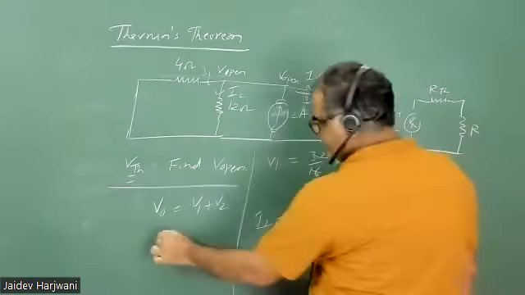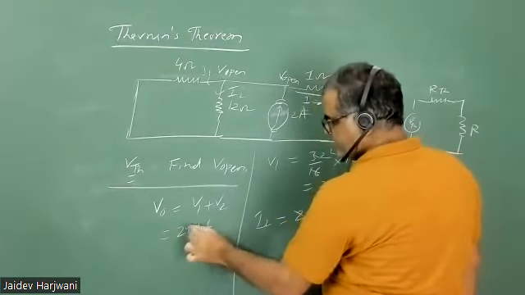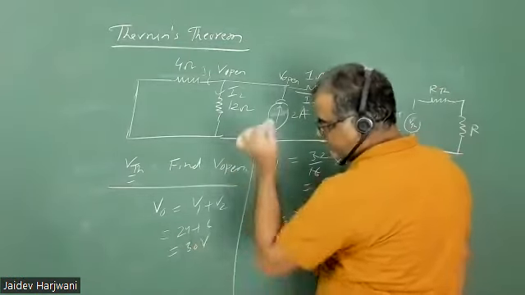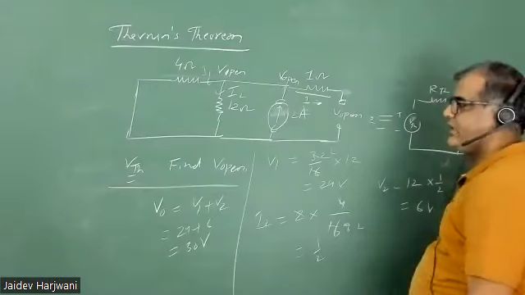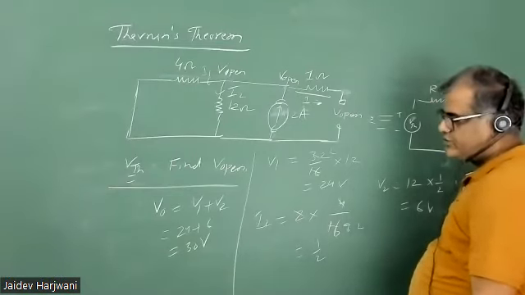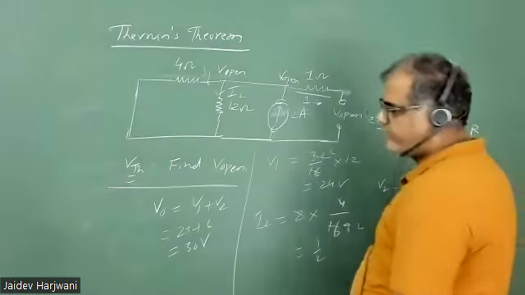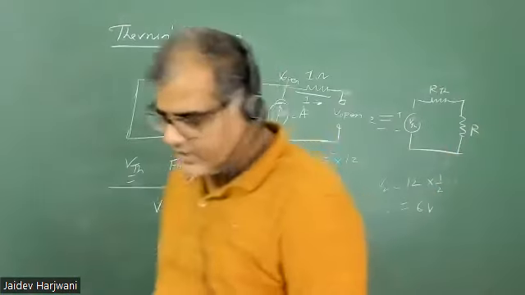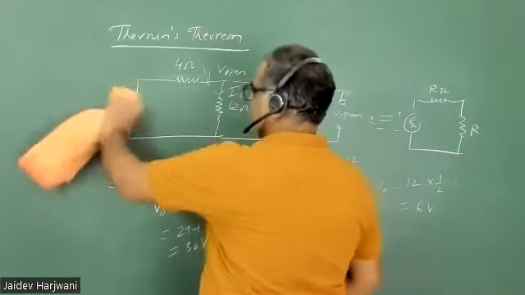Okay, so this is your 24 plus 6. This is coming out 30 volt. Okay, so I have calculated using the superposition principle. If you want, you can find the same thing with nodal analysis. Okay, so this is your 32 volts.